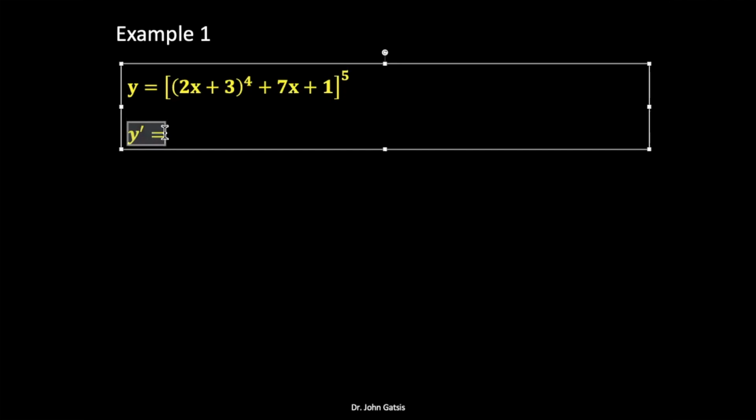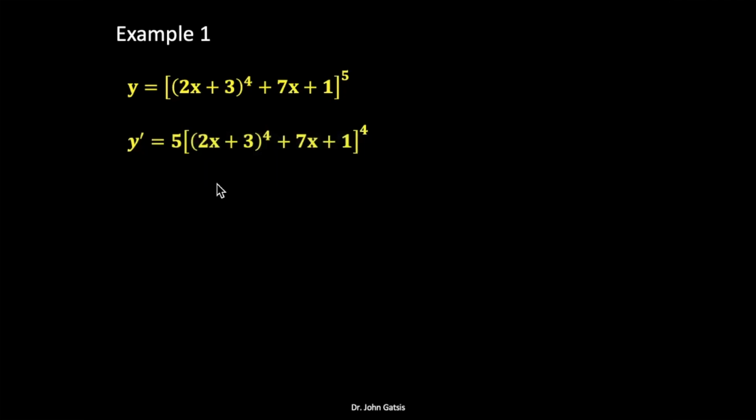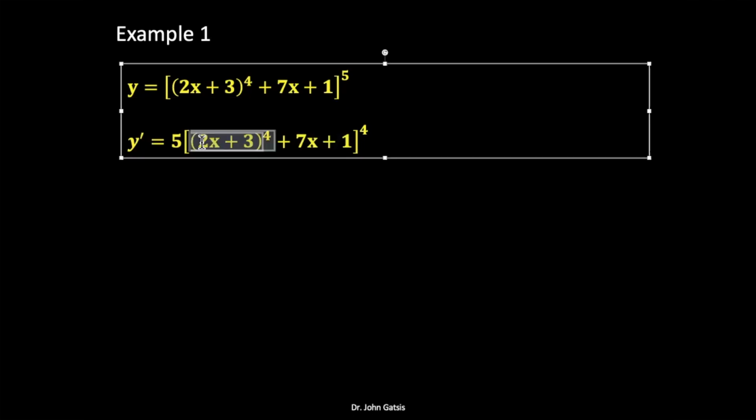So let's do that here. So there's the 5. And then just raise that bracket to the 4. So now you've dealt with the outermost bracket. Now you want to deal with this stuff here. So we need the derivative of that bracket to the 4, which is basically the power of a function rule. And then the derivative of 7x plus 1. So the derivative of 7x plus 1 is just 7.